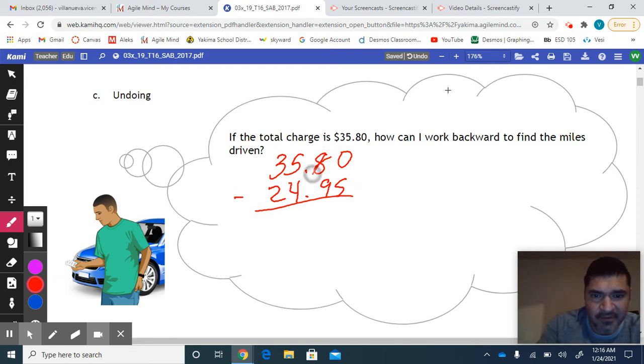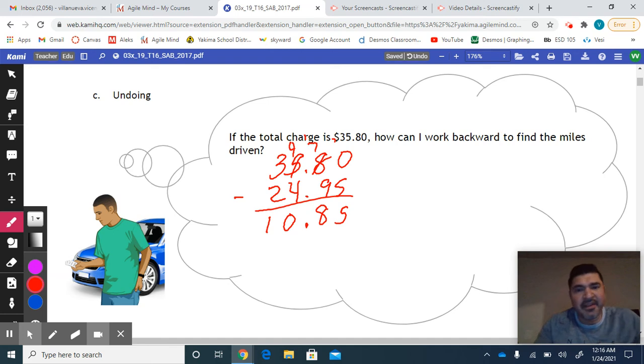I'm going to have to borrow here. 10 minus 5 is 5. Have to borrow again. 17 minus 9 is 8. 4 minus 4 is 0. 3 minus 2 is 1. So 10.85. But we still need to figure out the miles, right? So they charged us $10.85 for the amount of miles we drove.